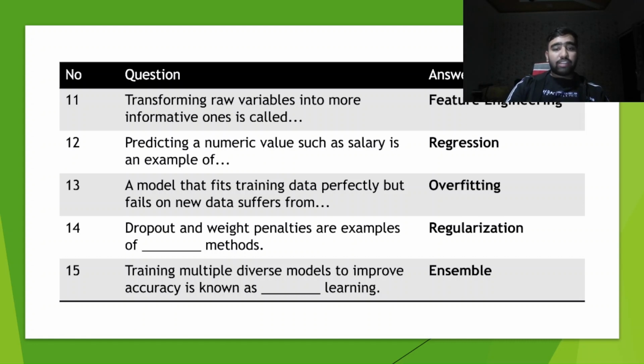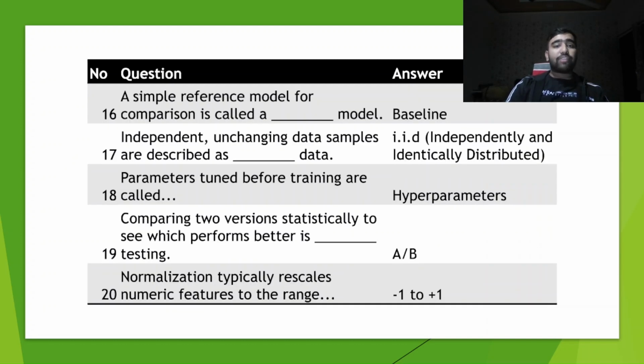Training multiple diverse models to improve accuracy is known as ensemble learning. Ensemble learning is a method where we train multiple models based on different parameters to improve accuracy for a single problem. A simple reference model for comparison is called a baseline model. A baseline model is the one which is used as a reference for comparison of different models. It is the simplest model for a problem.